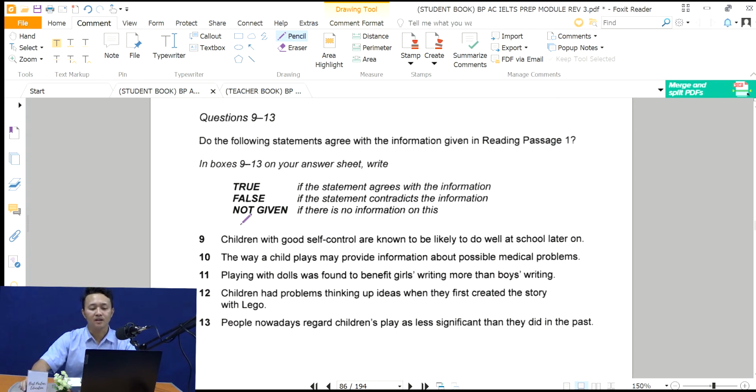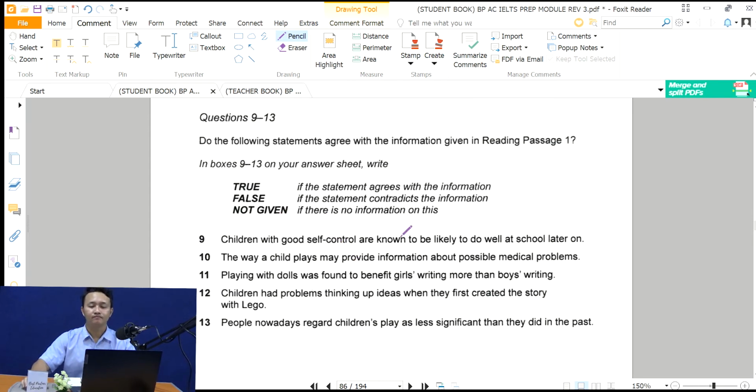Also, we have the third option, which we know as not given. Not given means that there is no information on this in the text. So it's quite difficult to differentiate between false and not given, but I will show you how to do it later on.